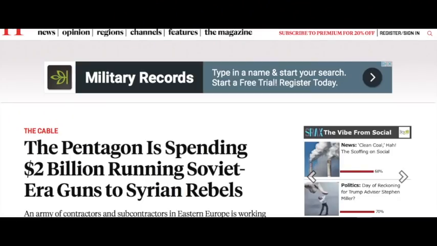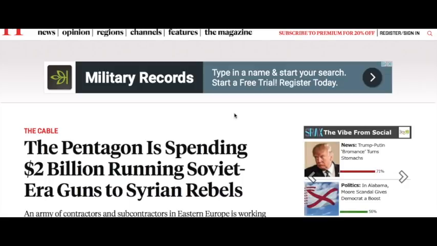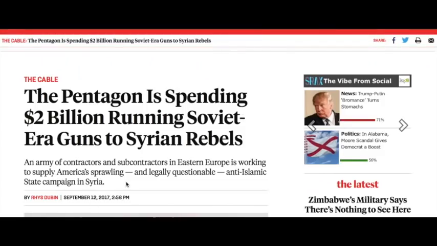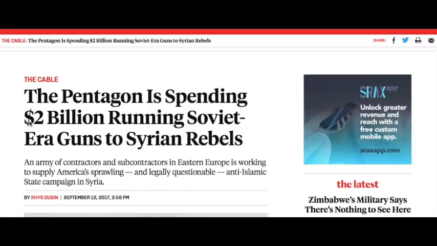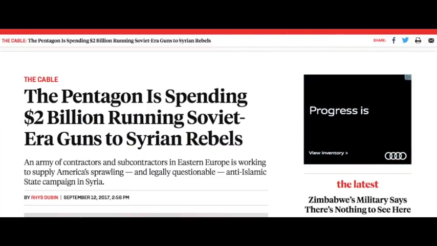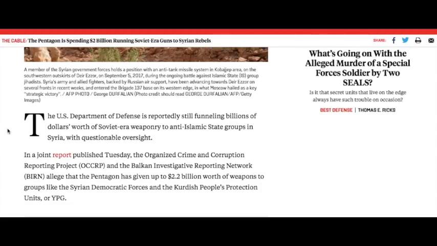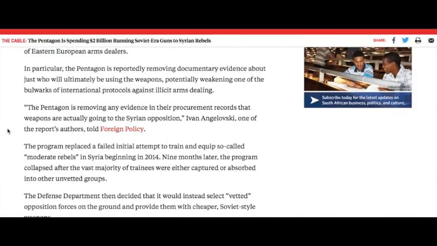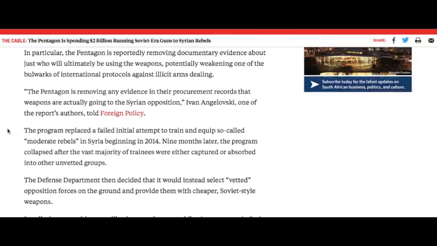Now, before we move on to the Russian collusion nonsense, I want to stress what I brought up on some previous episodes of Boiler Room, where we have in Foreign Policy, again, not too long ago, September 12th, that the Pentagon is spending $2 billion still running Soviet-era guns to Syrian rebels. And who are the Syrian rebels? Well, of course, we know that it's no more than the radicals, the jihadis, right, that are hell-bent on toppling Assad. And this is the failed attempt to take down Assad that's been going on since 2011, and was planned back into the Bush administration, as we've covered many times in my videos.